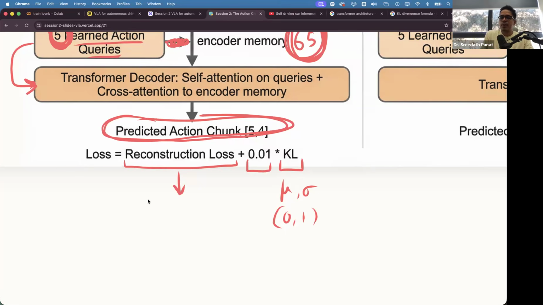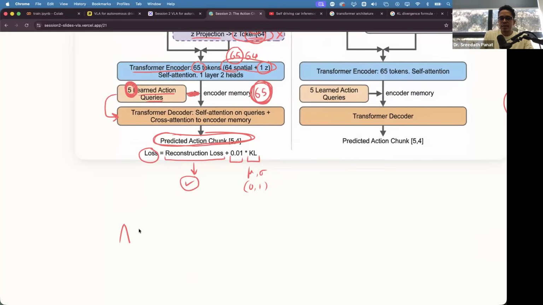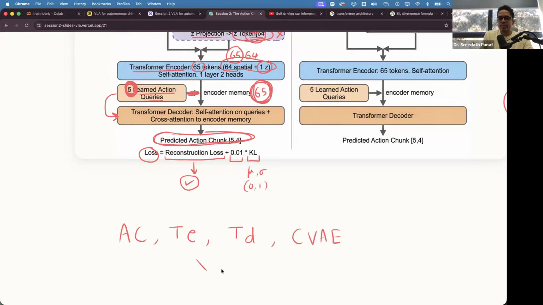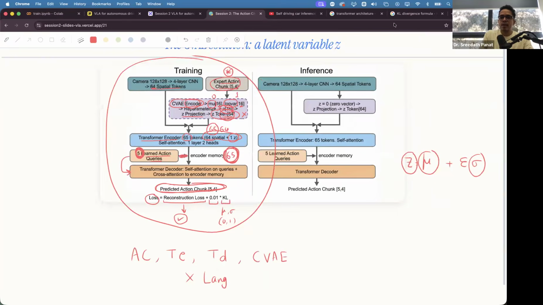So the total loss is a combination of you predicting the actions wrong and you predicting a mu and sigma which is not close to 0 and 1. So those two losses will be combined to produce the total loss, and this loss will be used for backpropagation in this architecture. And so in this architecture, now we have action chunking. You have transformer encoder TE. I'm just making up acronyms so that I don't have to write everything. You have transformer decoder TD. You have conditional variational autoencoder. What is missing is language. Language is missing, right? So this is the last step before we add the language part into the encoder. So now we need to put the language.